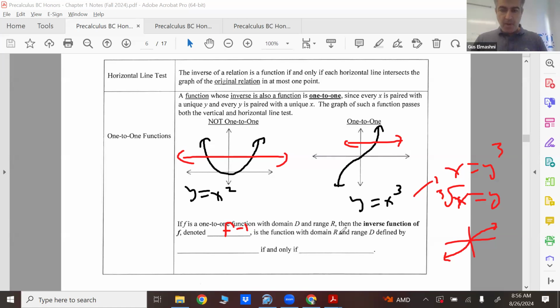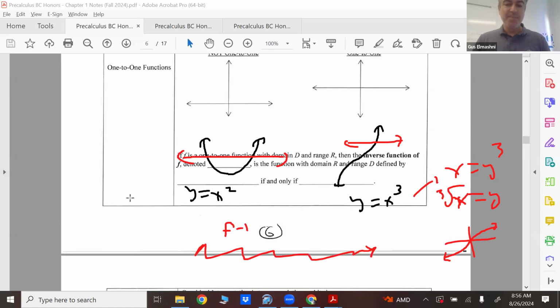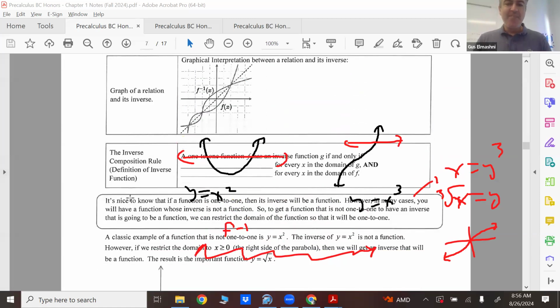If the function with domain R and range D defined by, I'm not sure what's supposed to be meant by that last blank. Hold on. I'm not sure. Let's just ignore that. Sorry, guys. I'm not sure what's going on with that. We'll just move on. All right. Yeah, sorry about that, guys.